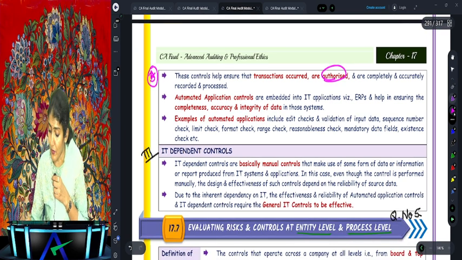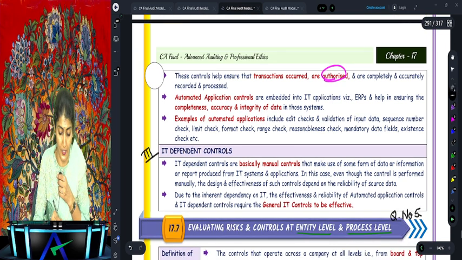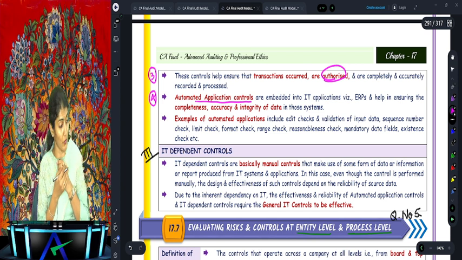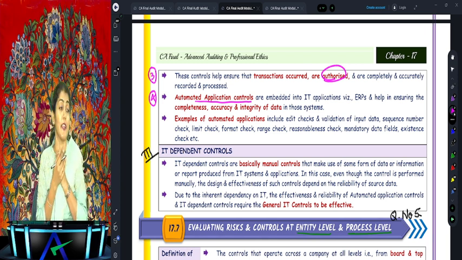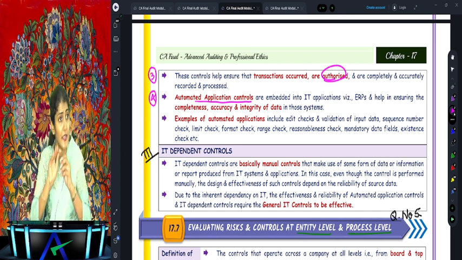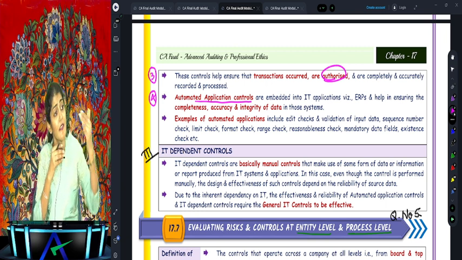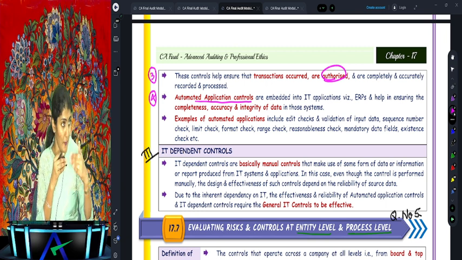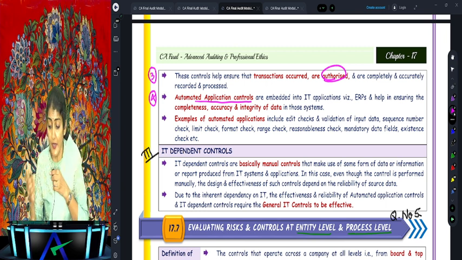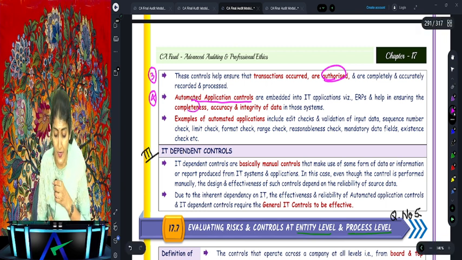And then they tell you about the automated application control. That format of DDMMYYYY I told you about, what is that? That's an automated application control which is embedded into the IT application. Or the minimum password strength that is required, that is embedded into the IT application. Or when I go to withdraw money at the ATM, it will check the balance in my account. That is a control embedded into the IT application. ERP helps in ensuring the completeness, accuracy and integrity of the data.